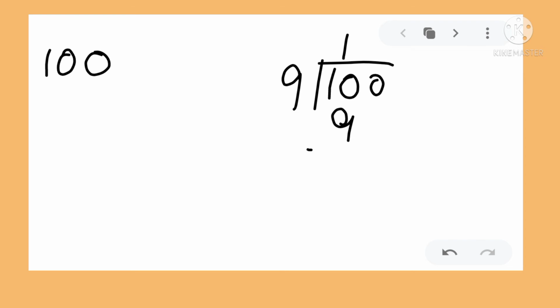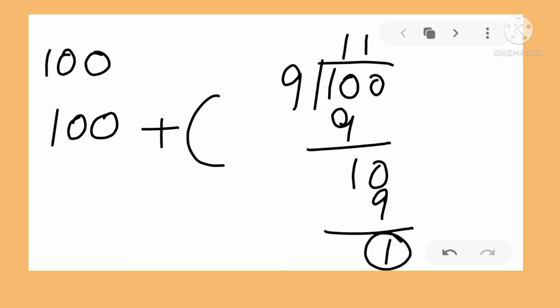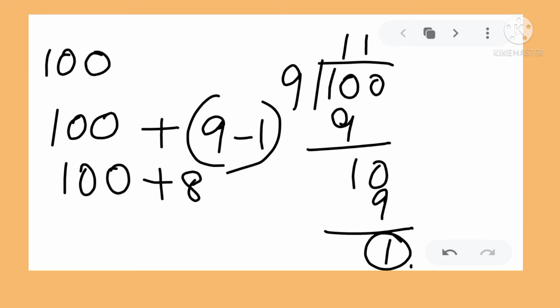1 9s are 9, 10. Again 1 9s are 9. So 1 is the remainder. And how can we find the number? For that, 100 plus, we subtract 1 from 9, that is 9 minus 1. Then we will get the number 100 plus 8. So this is the first 3-digit number which is divisible by 9.